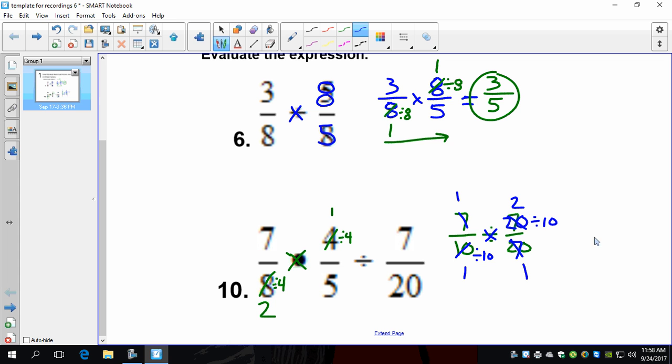So on the top we have 1 times 2, which is 2. On the bottom we have 1 times 1, which is 1. So our answer for number 10, 7/8 times 4/5 divided by 7 20ths, our answer would simply be 2.